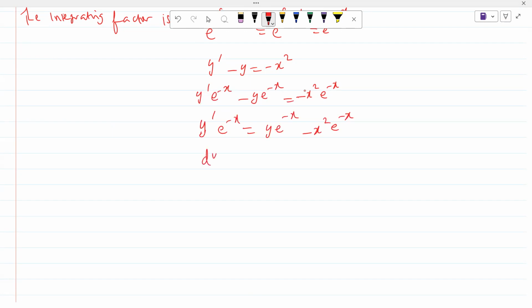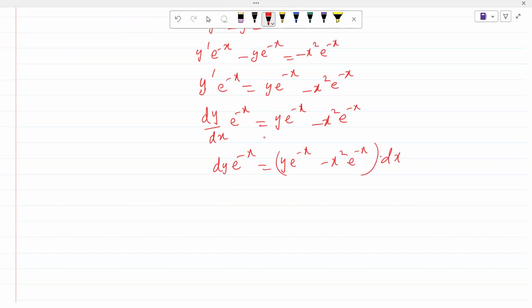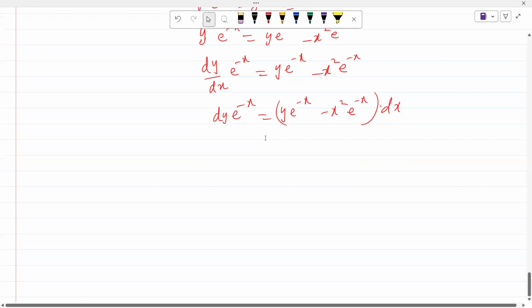This one is the same as dy/dx. dy/dx is the same as y prime, which is y e to the minus x minus x squared e to the minus x. Which means dy e to the minus x, so you can write e to the minus x squared e to the minus x dx. At what point then can you integrate both left and right?